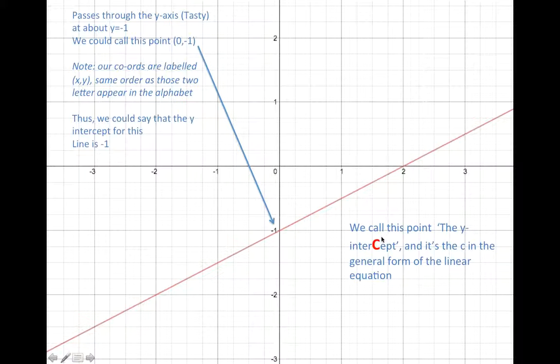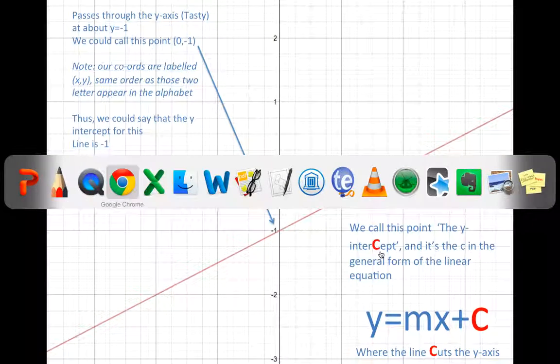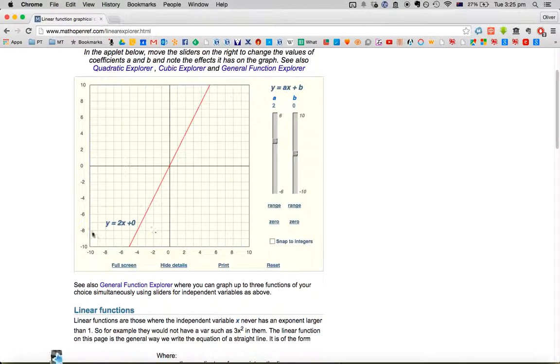We call this point the y-intercept, and it's the c in the general form of the linear equation y equals mx plus c. So you'll probably see this a lot when you're dealing with linear equations. Our m represents the gradient and the c is the y-intercept. And a way to think about that is it's where the line c cuts the y-axis. And the final thing I wanted to show you was this slider.